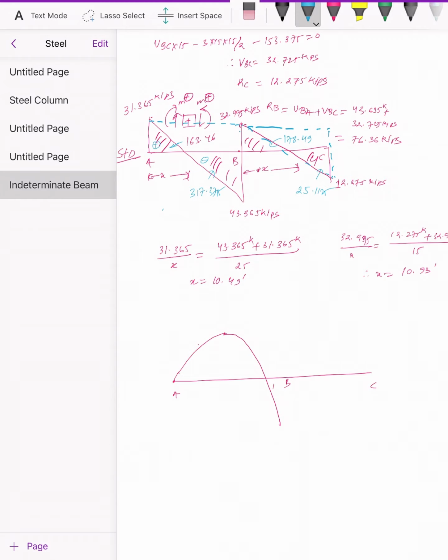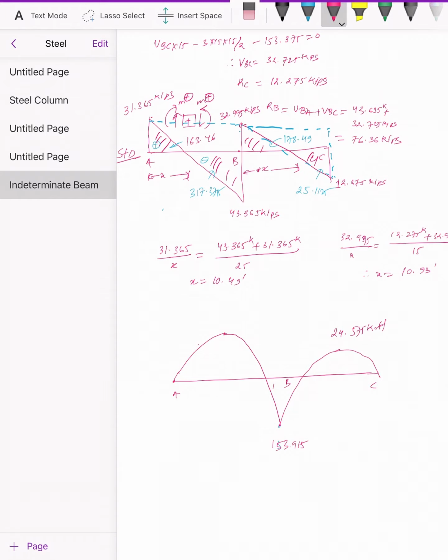So 163.46 minus 317.375, so this moment will be 153.915, it's negative, and from here it will rise up plus 178.49, because the slope is decreasing, 24.575, and finally minus 25.1125. It will close up to 0 point something, but it will close to 0 if you do it correctly.